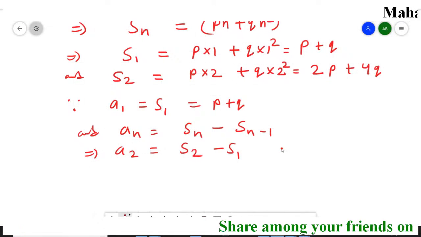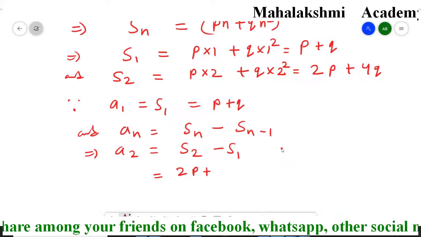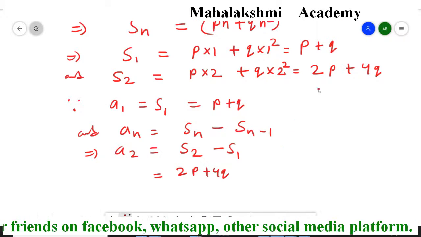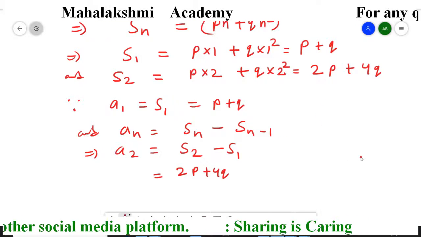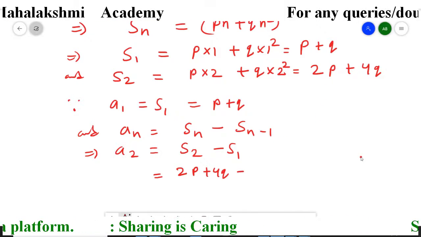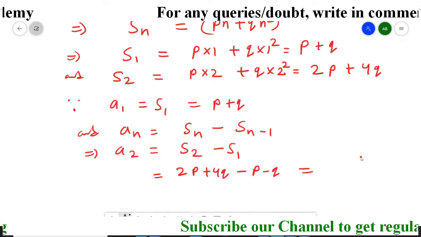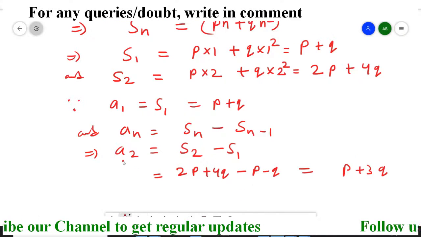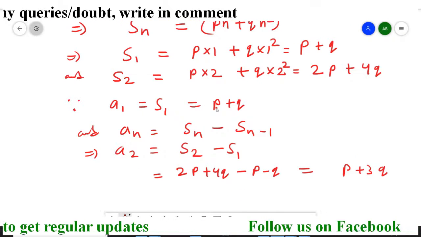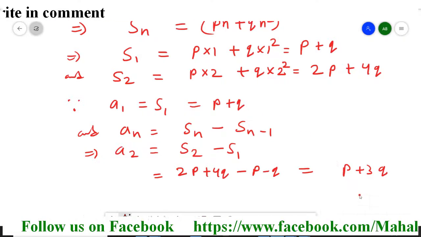So now we are going to calculate A2. S2 is what? 2P plus 4Q, we had calculated here. Now minus S1, so the sign will change, so it's going to be minus P and minus Q. Now when we simplify it we get P plus 3Q. So we calculated A2 and we have A1 also. With the help of A2 and A1 we can calculate the common difference.